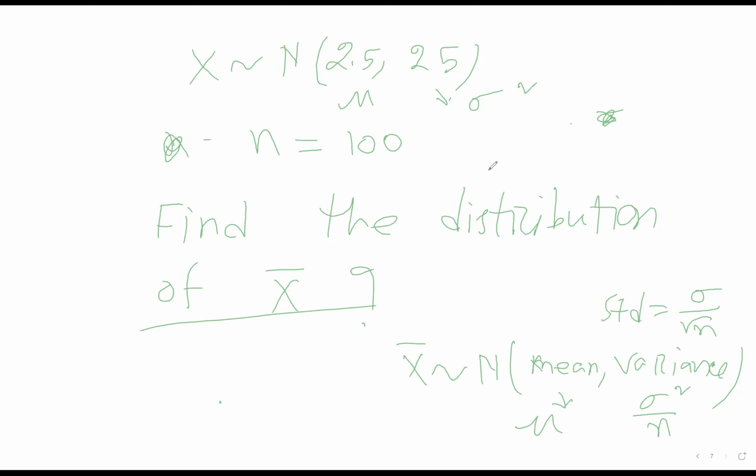Anyway, when you are calculating the variance, this is sigma square over n. But if you calculate the standard deviation, this is sigma over a square root of n. That means a square root of this number. And in both cases, the mean is the same.